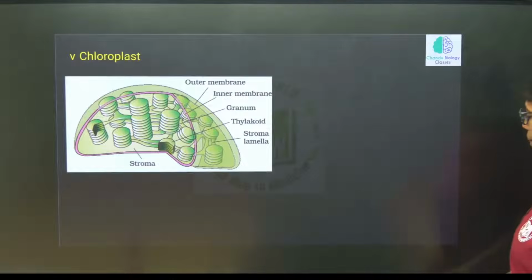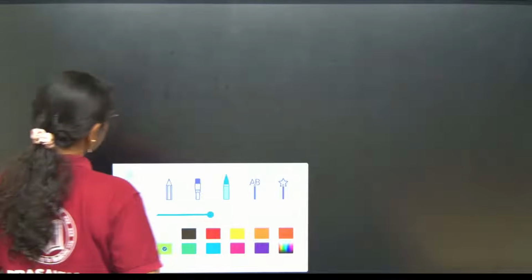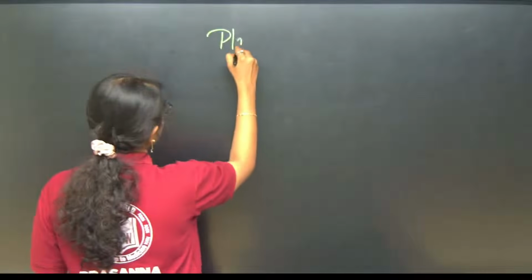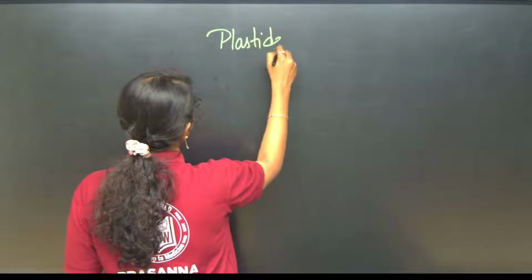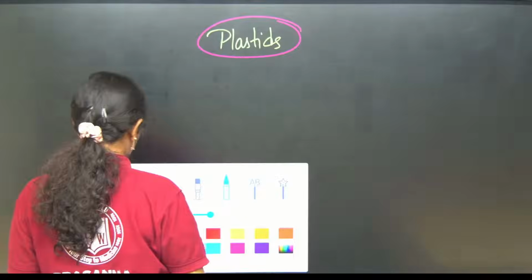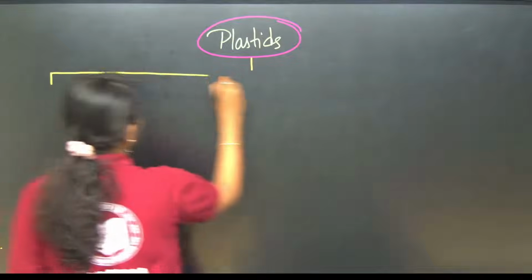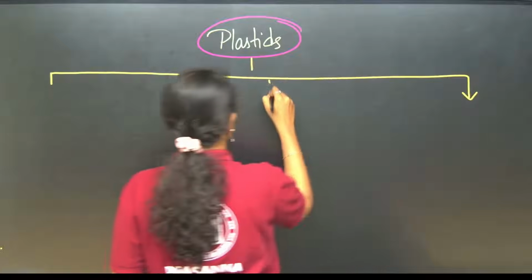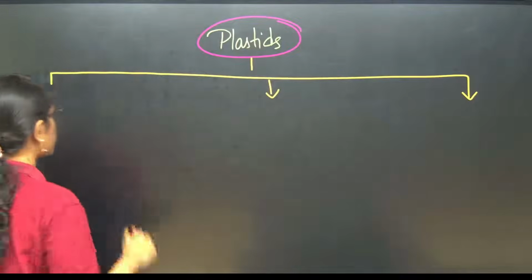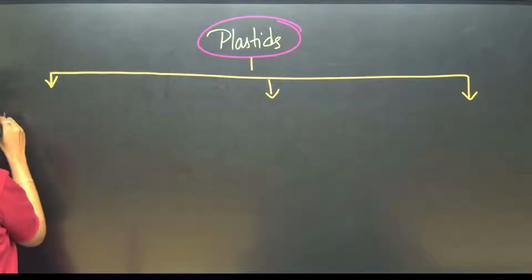The second double membrane bound organelle that we have to learn is plastids, of which we will highlight the chloroplast. We have three types of plastids that are observed in plant cells. Plastids are purely present in the plant cell. We have three types of plastids. First type is chloroplast.